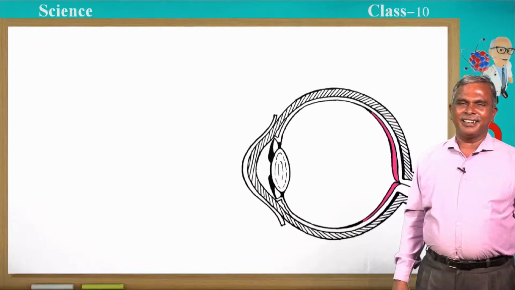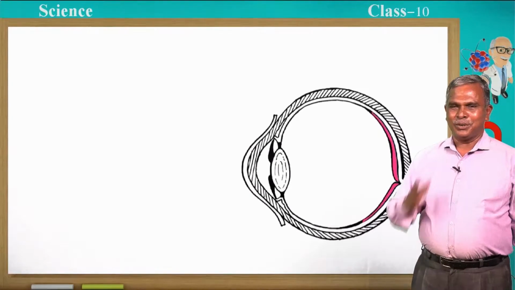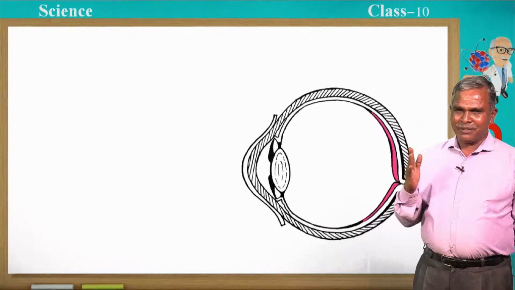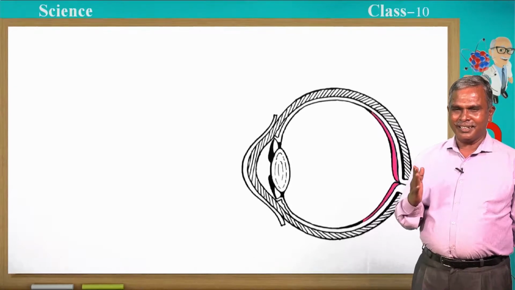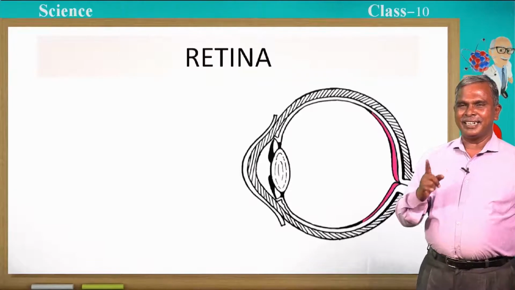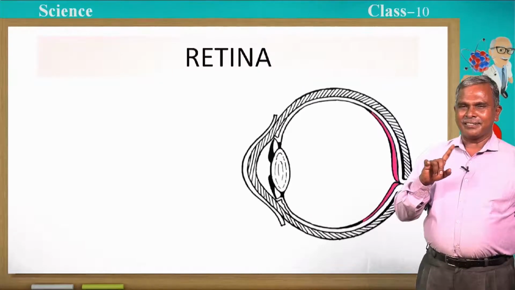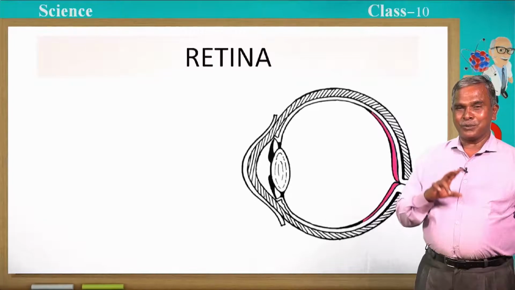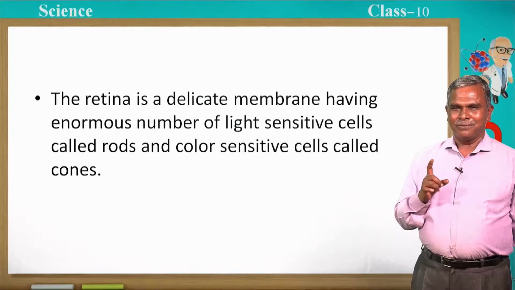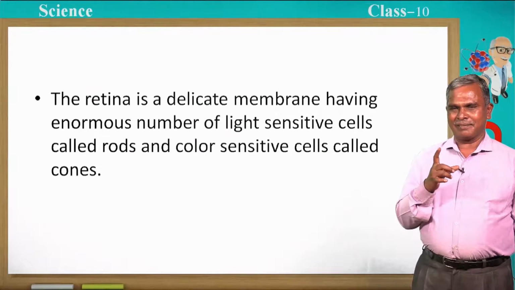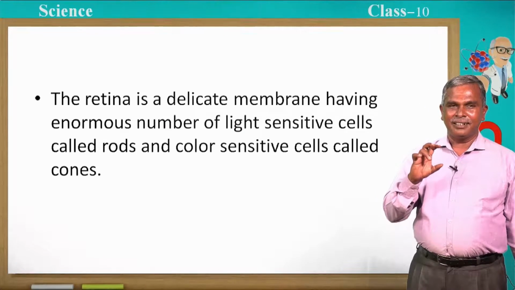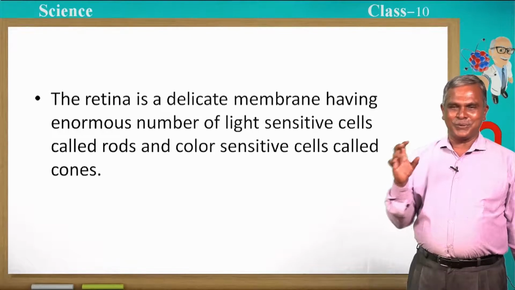The next layer is called the retina. So, if there is a lens, definitely there must be some image formation. If the image has to fall on a screen, we need a photographic screen. This is the natural photographic screen called the retina. The retina and the lens are always opposite to each other. The retina is composed of light sensitive cells as well as color sensitive cells called rods and cones.